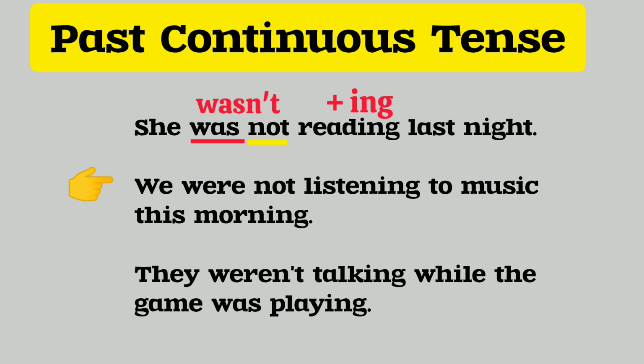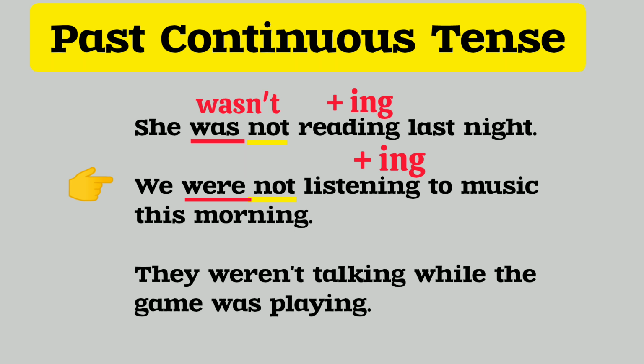The next one. We were not listening to music this morning. We is the subject, followed by the be verb were, then the negative form not, and then the verb with ing. We were not listening to music this morning.